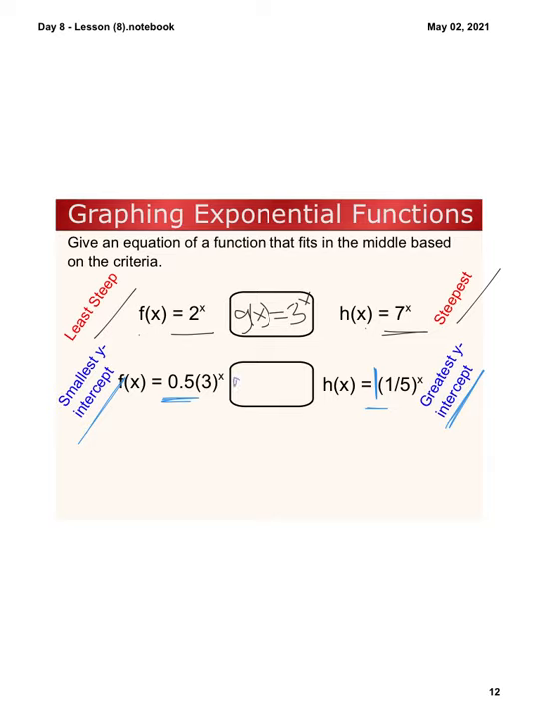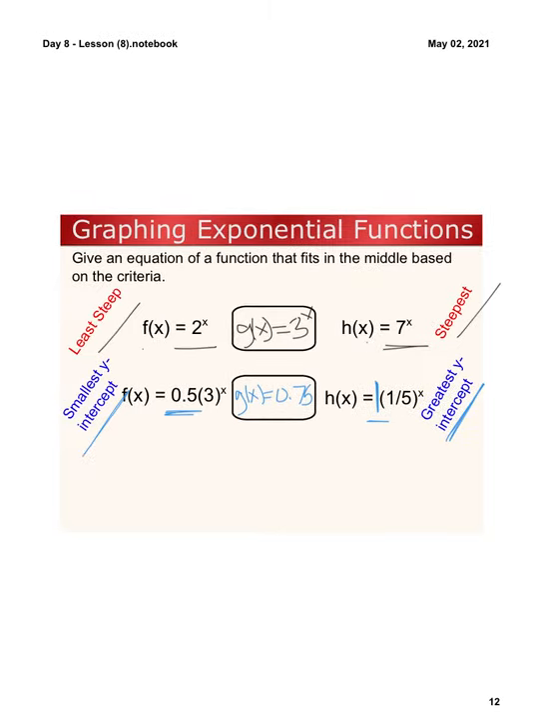I'm going to pick something right in the exact middle. So halfway between 0.5 and 1 is 0.75. I'm going to rewrite this down here. g of x equals 0.75, and then we could put any function that we want here. I don't care about this base. All I care about is this y-intercept and the fact that it's got to be between 0.5 and 1.